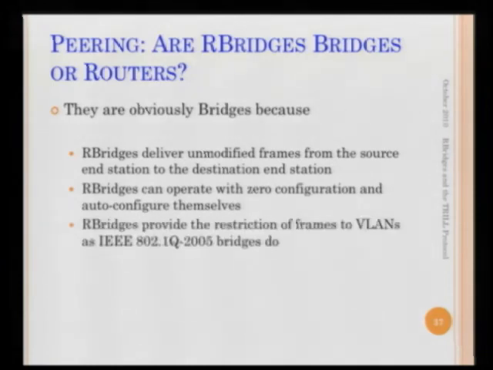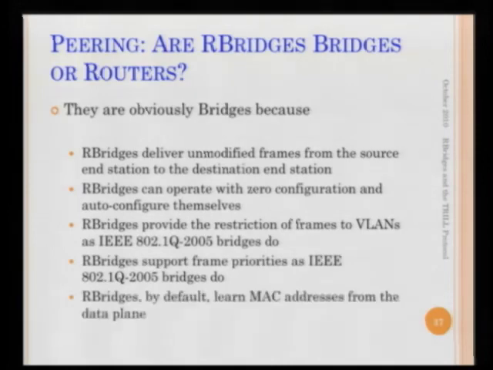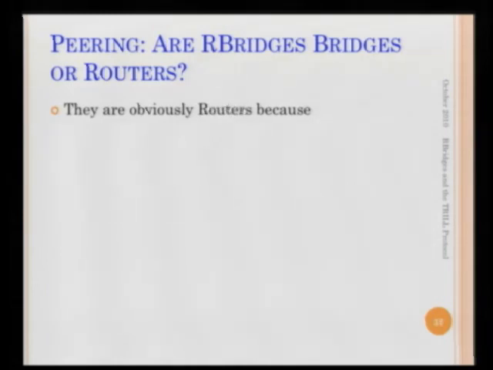They do enforce VLAN restrictions, the same way 802.1Q-2005 bridges work, pretty close. There's one exception I'll cover later. They do support frame priorities. They learn MAC addresses from the data plane, I'll get into that, just like bridges do. So they're obviously bridges, but maybe they're really routers.